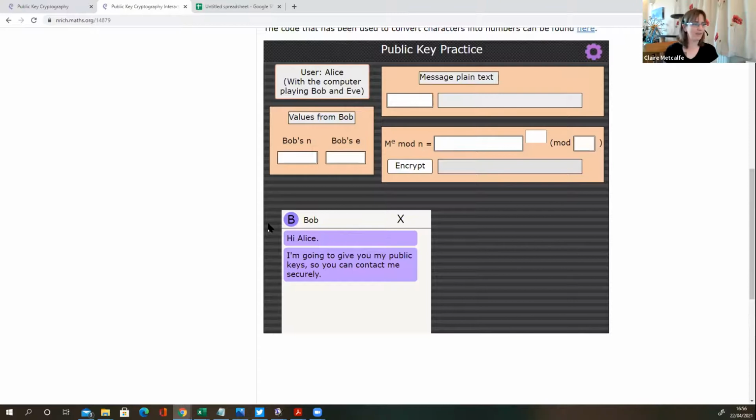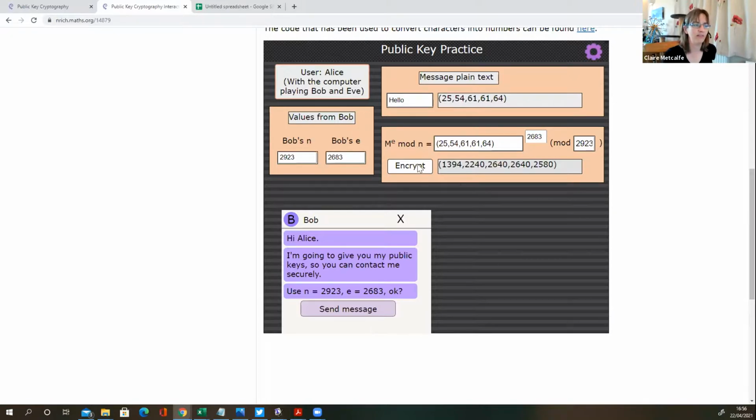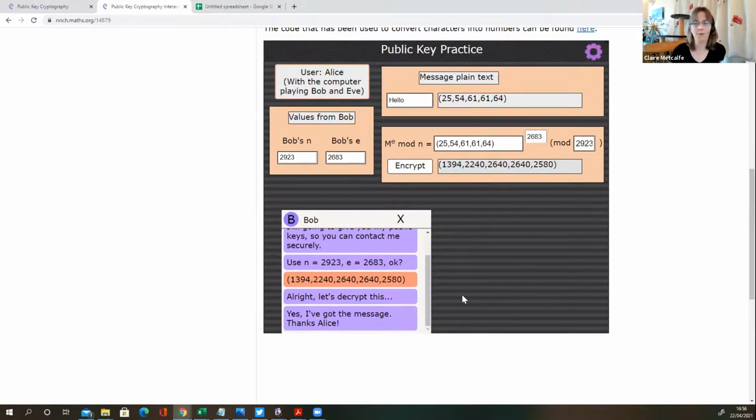Bob sends Alice a couple of text messages. He tells her what numbers he wants Alice to use. So he wants her to use N is 2923. N and E are all explained in the article. That's some bedtime reading for you. And then what you can do is you can type in a message like, hello, oops. The message gets coded using some small numbers, and then you can encrypt it. And you can send it. And then Bob says, yes, he's got it.